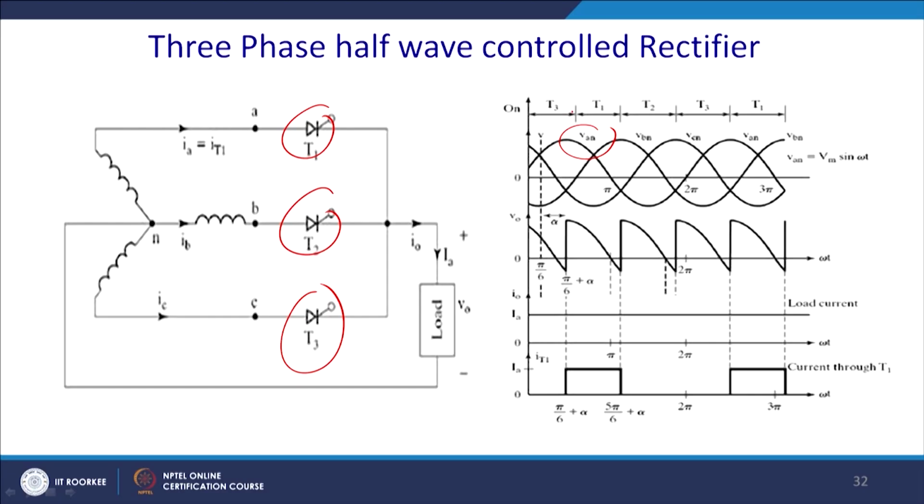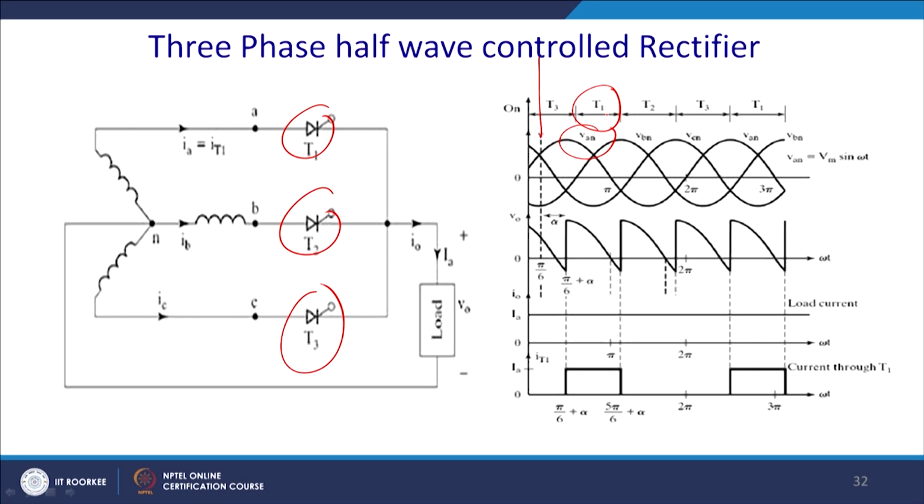So, let us assume that we start from the point where AN is the most positive phase, and it has been given a delay angle alpha. So, it will trigger at an angle alpha. That is the point where T1 will be triggered on. It will continue to conduct.